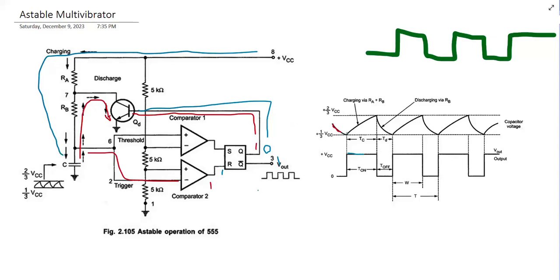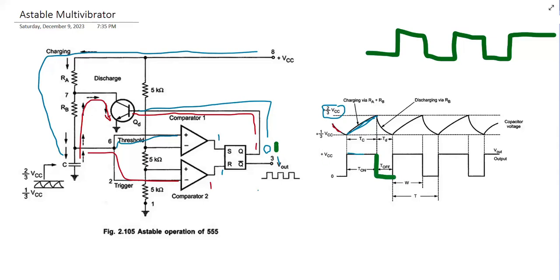Now when it starts charging and our output Q bar is high, at some time the capacitor charging voltage goes above 2/3 VCC. Now when it goes above 2/3 VCC, that goes to our first comparator, and our first comparator will be high. Now when the first comparator is high, the set becomes high. That means our Q becomes equal to 1. So when this Q becomes 1, our Q bar goes to the off condition.